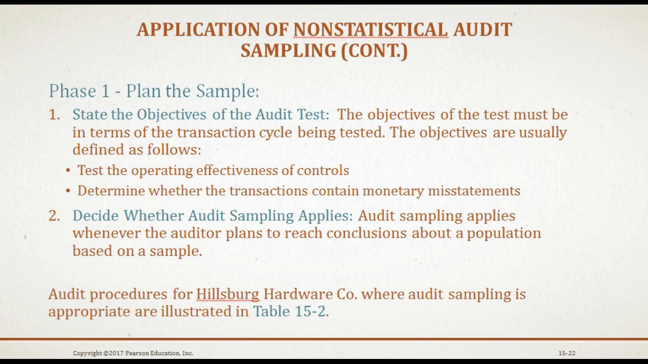Here, we will expand on the discussion on the different steps involved in the 3 phases of audit sampling. As previously mentioned, in Phase 1, planning the sample, the first step is to state the objectives of the audit test. The objectives of the test must be in terms of the transaction cycle being tested. The objectives are usually defined as testing the operating effectiveness of controls within the entity and determining whether the transactions contain monetary misstatements. The second step of Phase 1 is deciding whether audit sampling applies. Audit sampling applies whenever the auditor plans to reach conclusions about a population based on a sample selected.